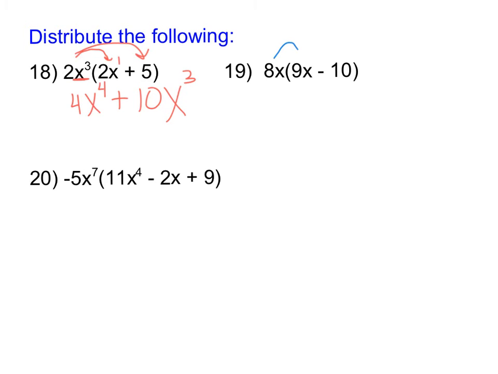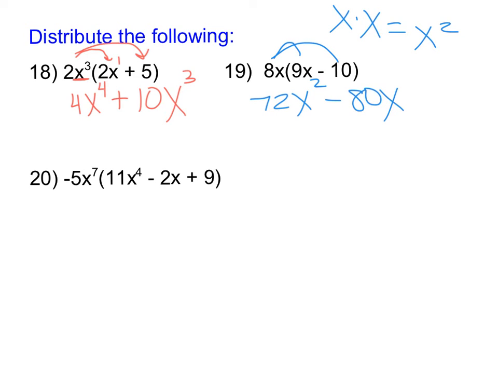All right, so we get 8 times 9 is 72. x times x is x squared. That's important. Don't forget that. 8 times 10 is 80, with that x just chilling out front.